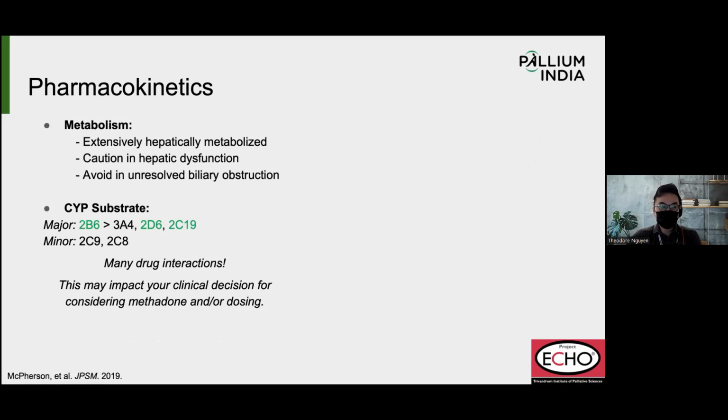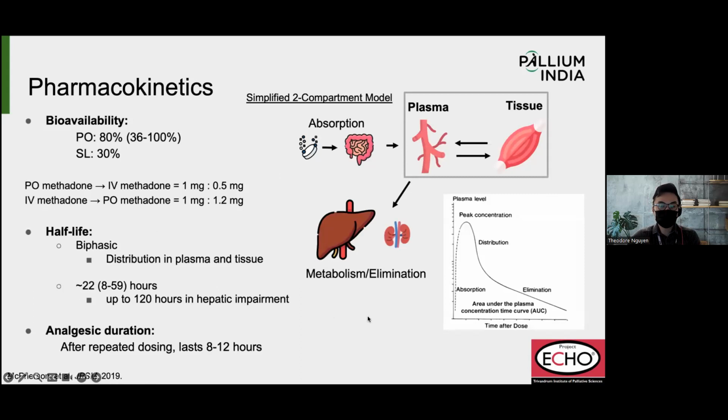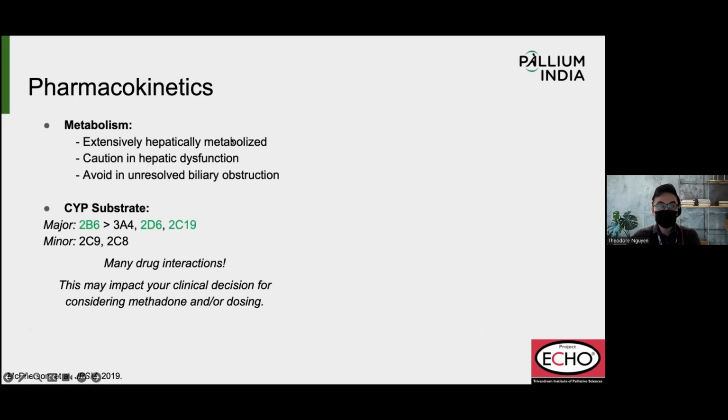And in the last slide, when we talked about metabolism and elimination, it is extensively metabolized by the liver. So in patients that have hepatic dysfunction, we do want to be more cautious when using it. And to emphasize, this doesn't mean that it's a contraindication, but that just means that we need to be more mindful and maybe more cautious with the dosing and titration intervals, which we'll dive into a little bit. The main period where we would generally avoid using methadone completely is in unresolved biliary obstruction, because this is the primary way that it is excreted.